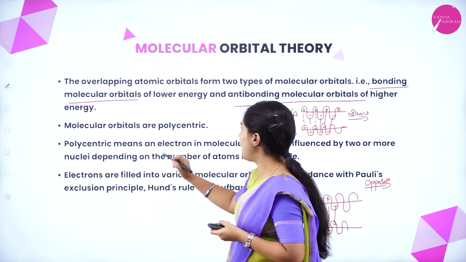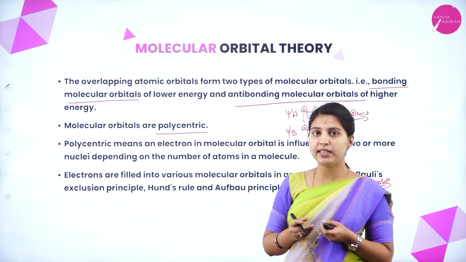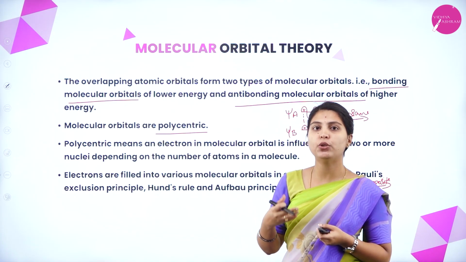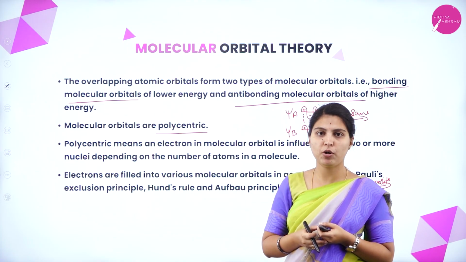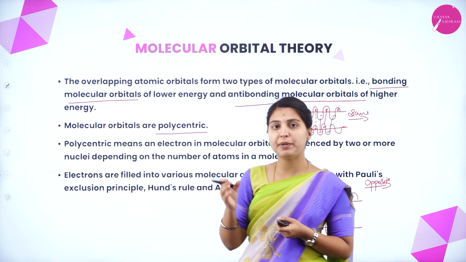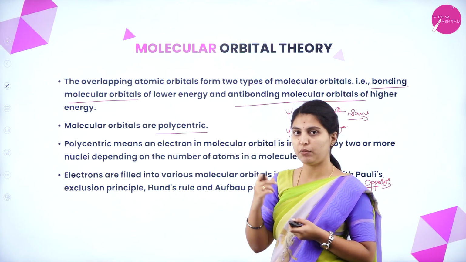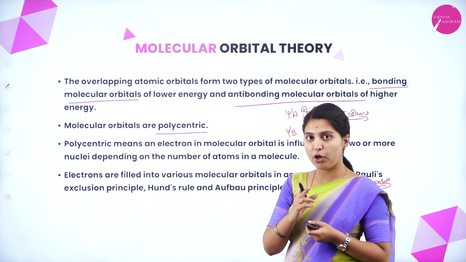Molecular orbitals are polycentric. Why are molecular orbitals polycentric? Because they are influenced by two or more nuclei in the molecule. But atomic orbitals are monocentric because they are influenced by only one nucleus. So, the atomic orbital will be monocentric, and the molecular orbitals are polycentric.